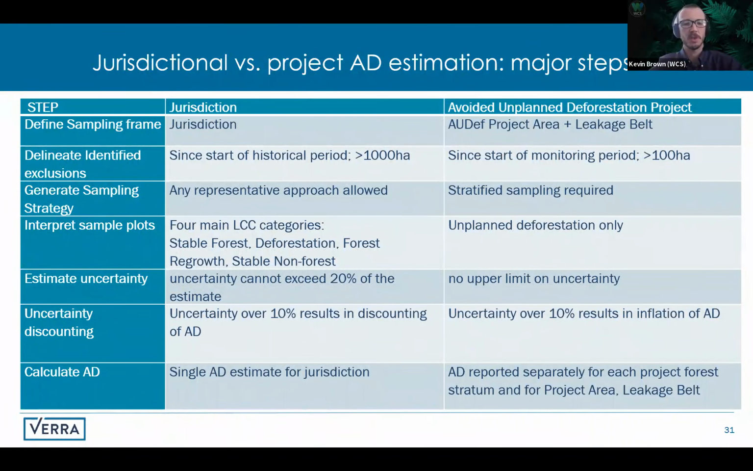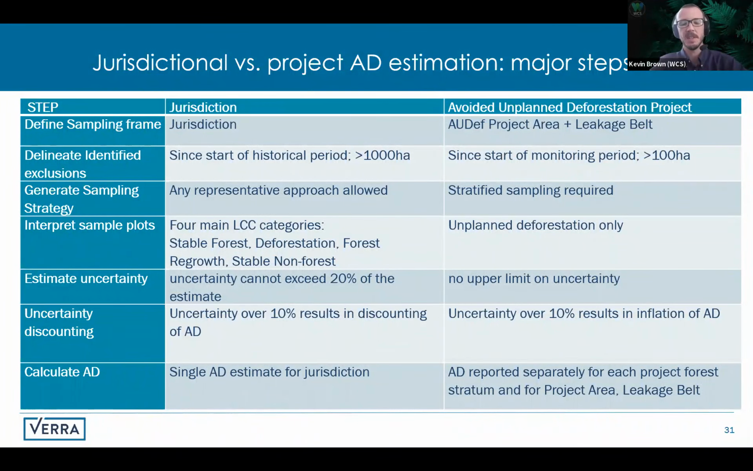uncertainty threshold is still there. So if your uncertainty is less than 10%, there's no inflation. But we took out the upper limit on uncertainty, and this has to do with the issue where a project that has a very, very low deforestation rate, it becomes very mathematically challenging, even with thousands of observations, to meet a 20% upper estimate.